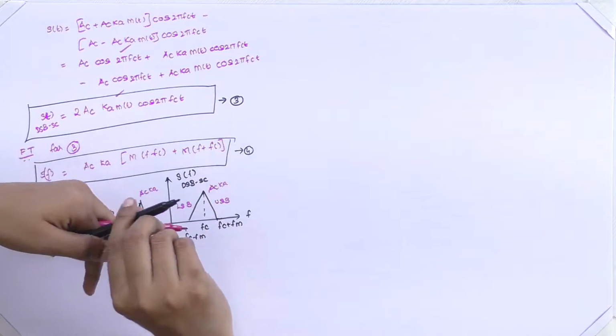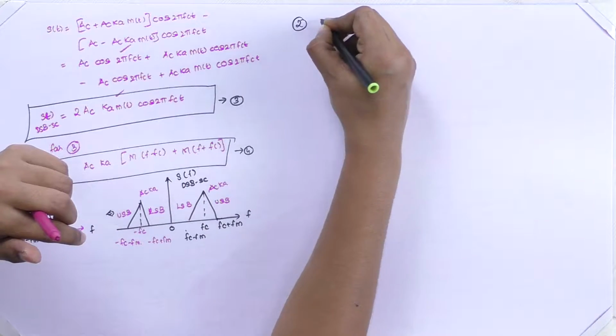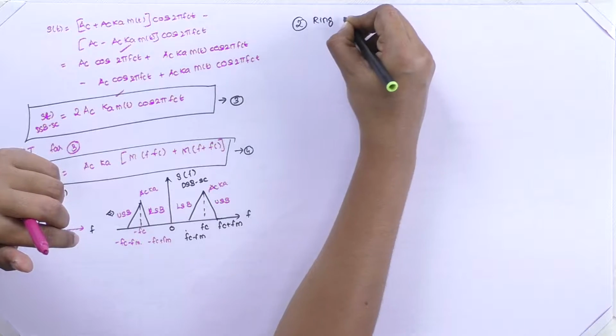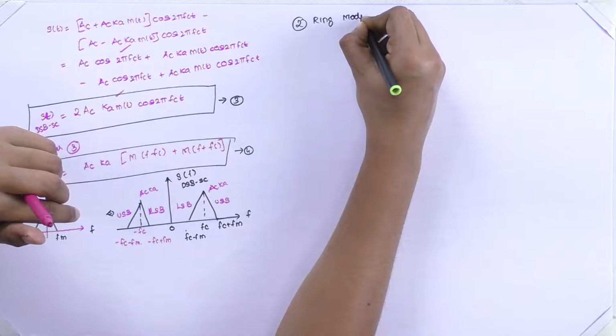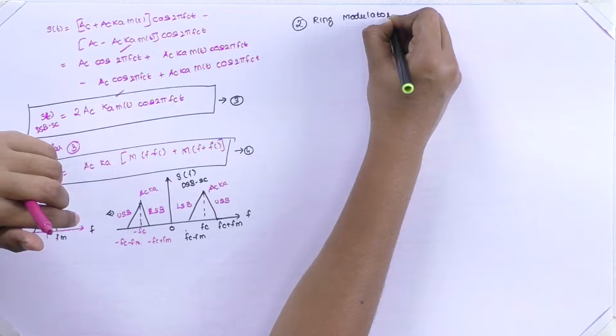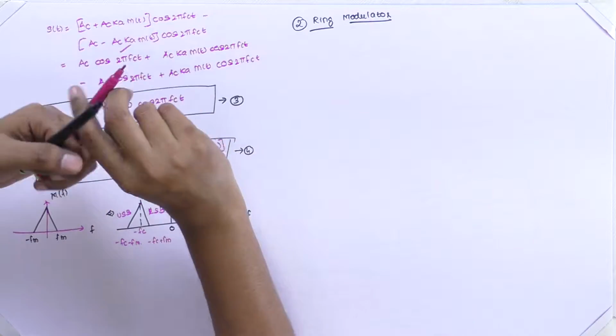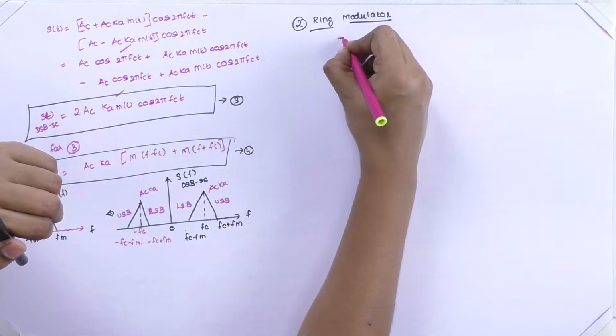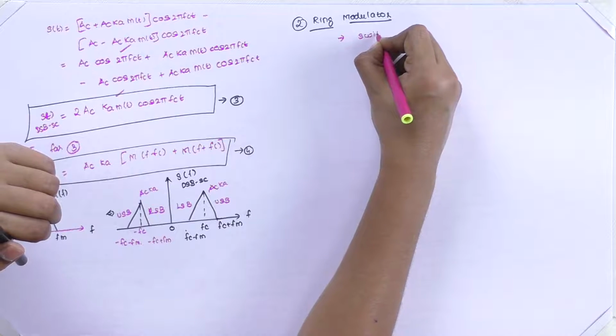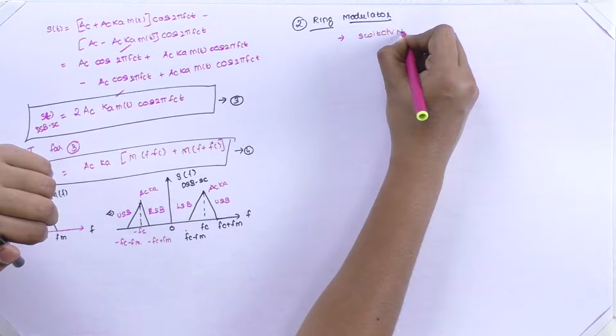Now we are going to see the second one, which is the ring modulator. Our diodes are arranged in a ring, therefore it is referred to as a ring modulator. It is also referred to as a switching modulator.